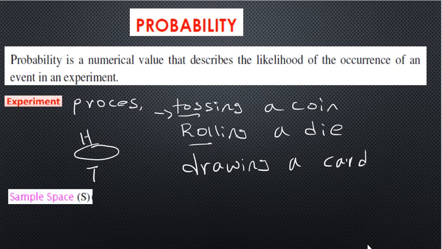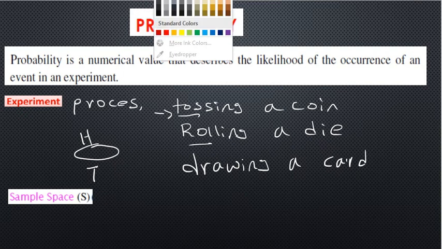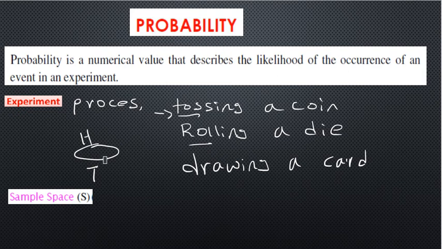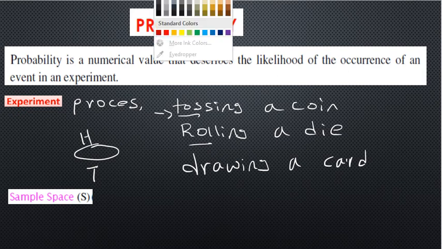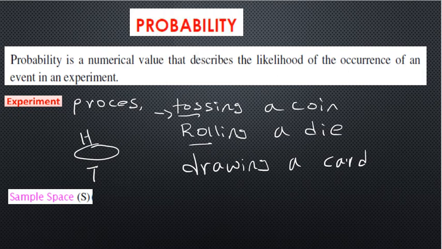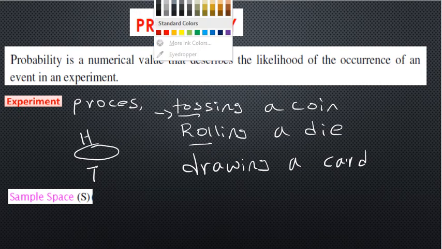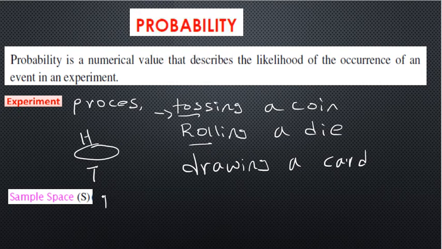The second point or the second terminology under probability is sample space. Sample space, we can sometimes call it probability set, or we can say it is the total possible outcome.